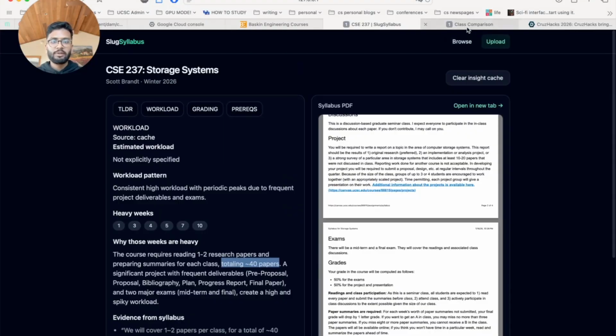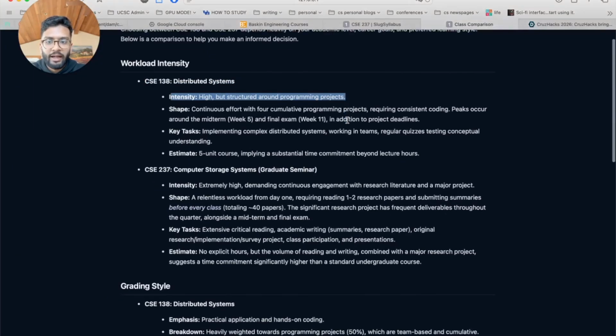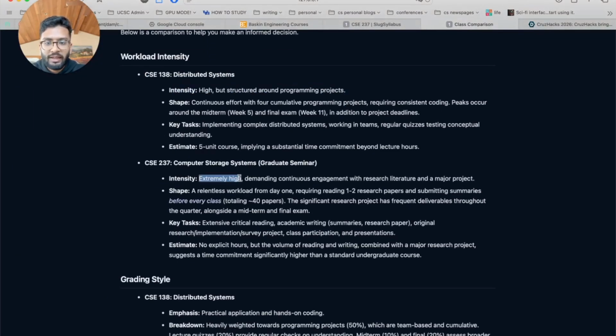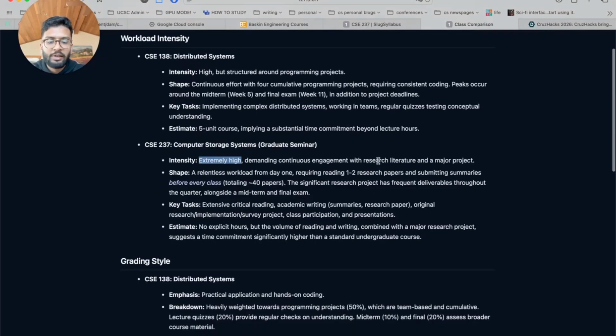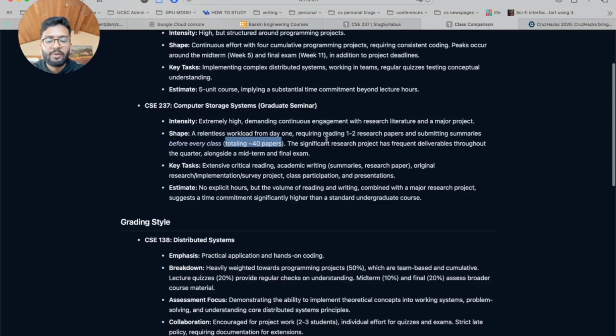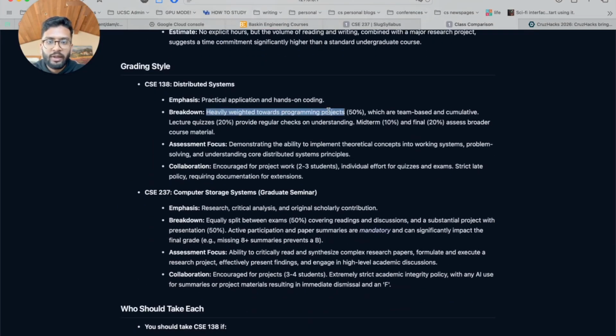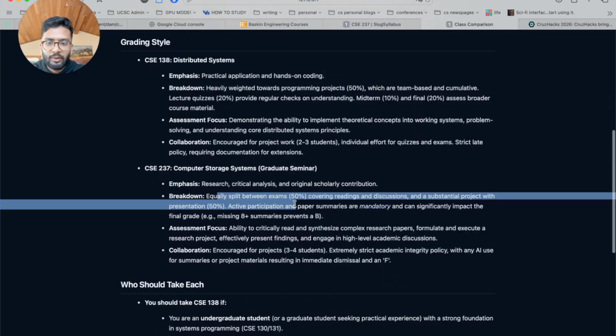So with SlugSyllabus, we can also compare these classes. So we see distributed systems is a high-intensity class, but it's more hands-on. Storage systems is an extremely high-intensity class, demanding continuous engagement with research literature, reading 40 papers, as well as doing a research project. Grading style: heavily weighted to programming projects versus an equal split.